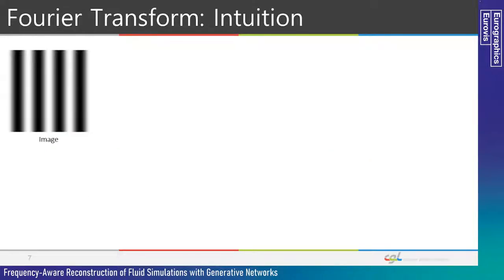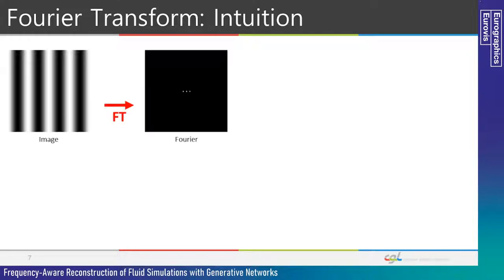Since our loss function is based on the Fourier transform, we do a short recap here. If we start with an image that has a sine function on it, like here, and perform a Fourier transform, we get to a Fourier image that looks like that, where the distance from the center of these dots represents the frequency of the sine wave. If we perform an inverse Fourier transform, we get back the original image.